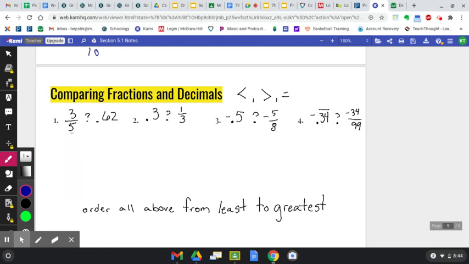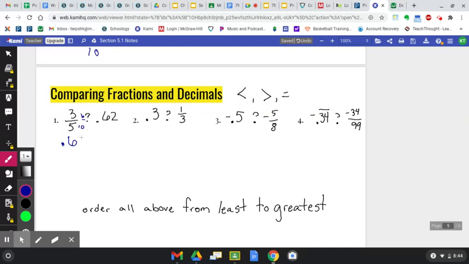Okay, so here this is 0.6, right? If you type that in your calculator, it's 0.6. Okay, 6/10, right? So if I want to get it to tenths, if I times 5 by 2, I get 10. If I times 3 by 2, I get 6. That's 6/10. So that's what that looks like as a decimal. Well, I'm comparing that to 0.62.